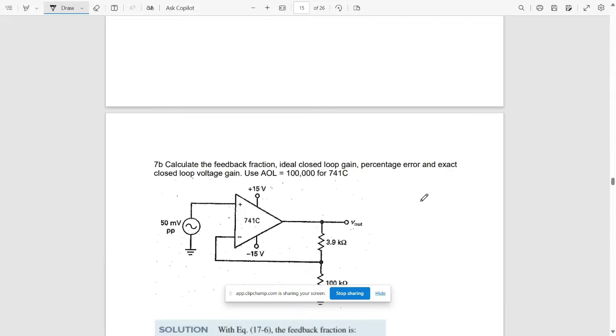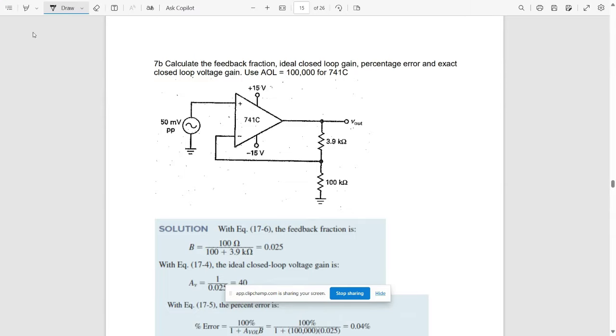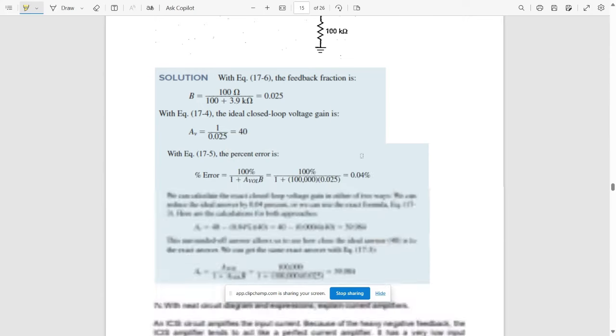You need to explain all these things. Okay. So the next question here is we need to calculate the feedback fraction, ideal closed loop gain, percentage error, and exact closed loop voltage gain, using the value of open loop gain as 1 lakh for an IC 741. Okay, this is the given circuit.